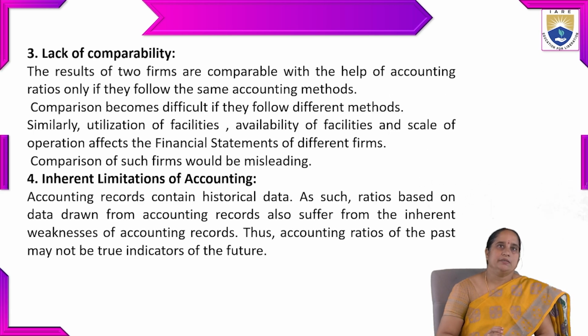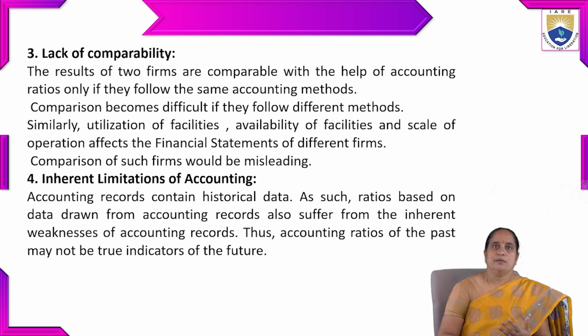Lack of comparability. The results of two firms are comparable with the help of accounting ratios only if they follow the same accounting methods. So comparison becomes difficult if they follow different methods. Similarly, utilization of facilities, availability of facilities, and scale of operations affect the financial statements of different firms. So if everything is the same, then only they can compare one company with another. Otherwise, it is a difficult task for the companies to compare with the accounting ratios.